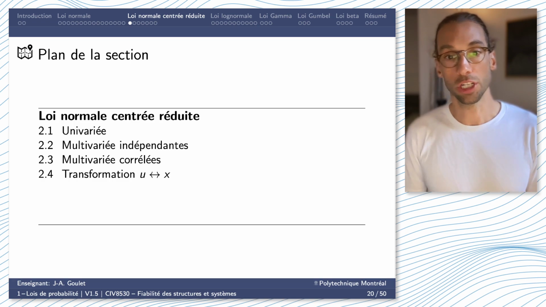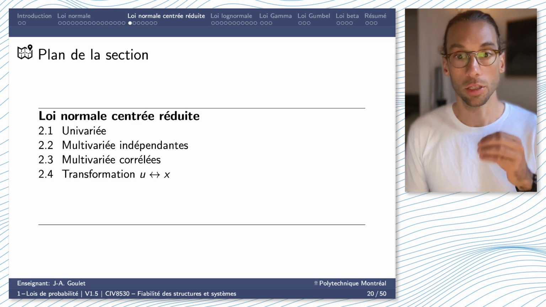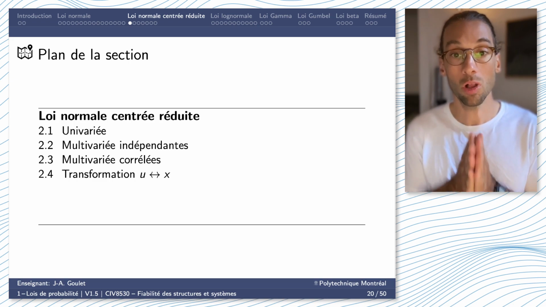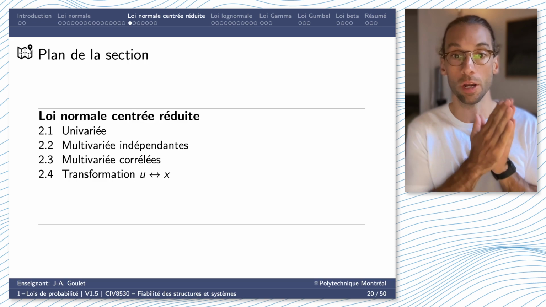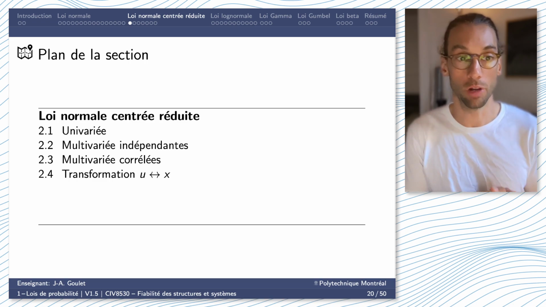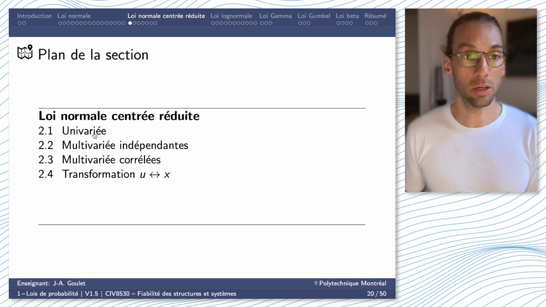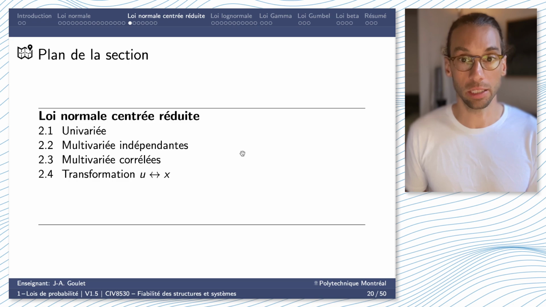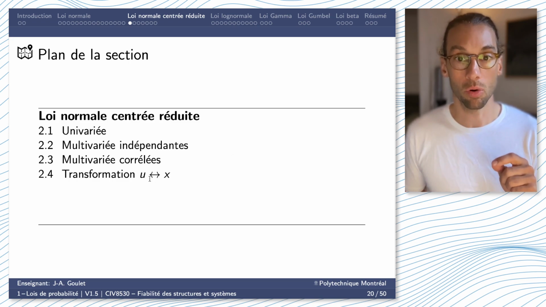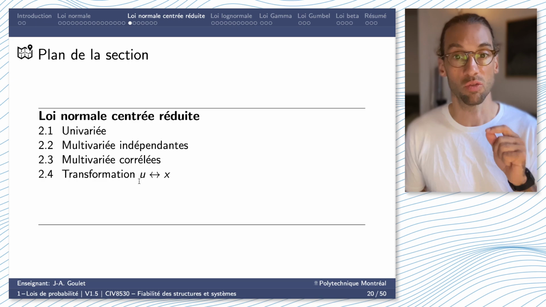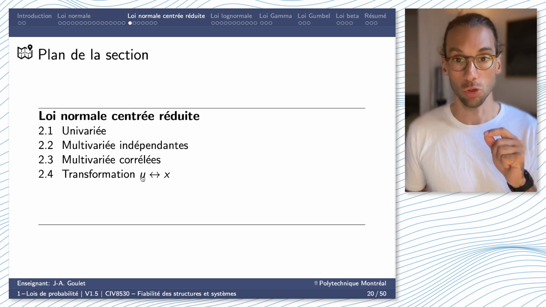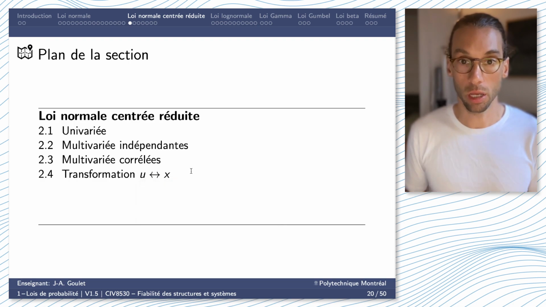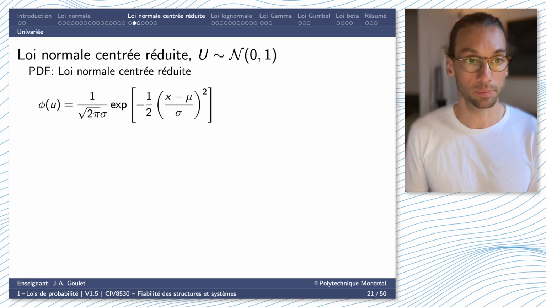Next distribution we're going to see is the standard normal. Okay, this is very closely related to the property of the normal, and this is key for developing the theory of reliability. So we're going to look at the univariate case, multivariate independent case, and multivariate correlated case. And what is going to be very important is how we can perform a transformation between U, what we're going to call the standard normal space, and the general original space.